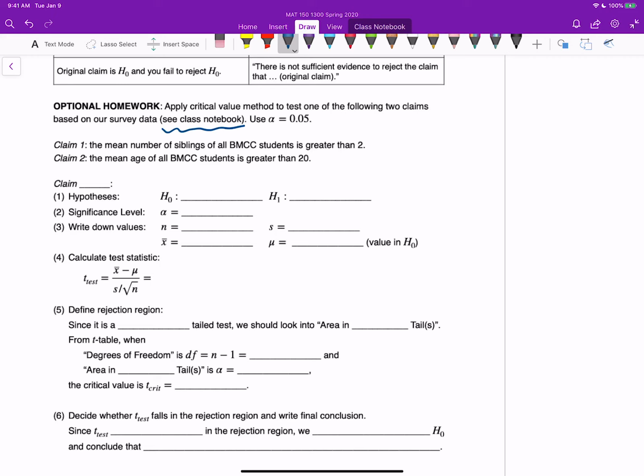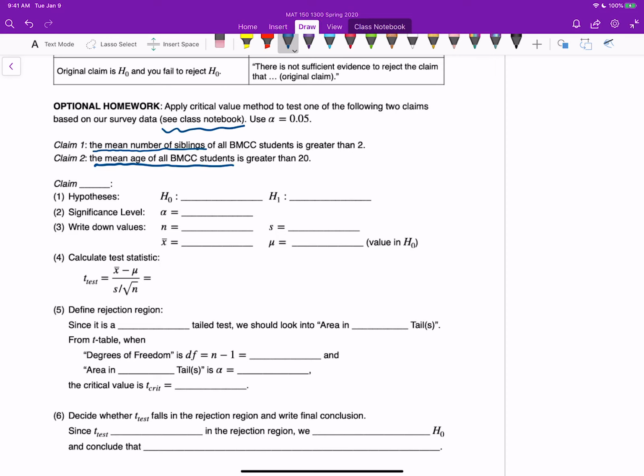So claim 1 is the mean number of siblings. This is the population parameter that we're trying to estimate, mean number of siblings. So you're going to actually calculate that. The second claim is very similar to what we just did in class. It's about the mean age of all BMCC students. Instead of saying less than 20, the claim right here is greater than 20. So would that change our decision?